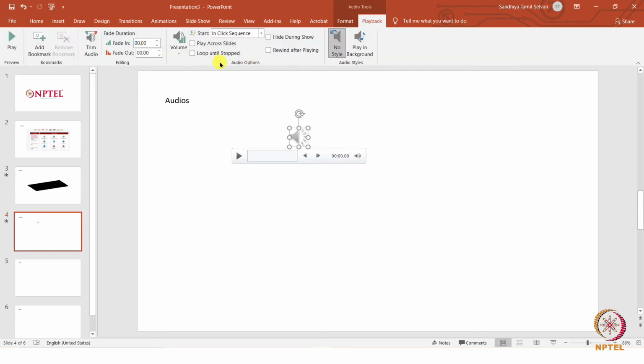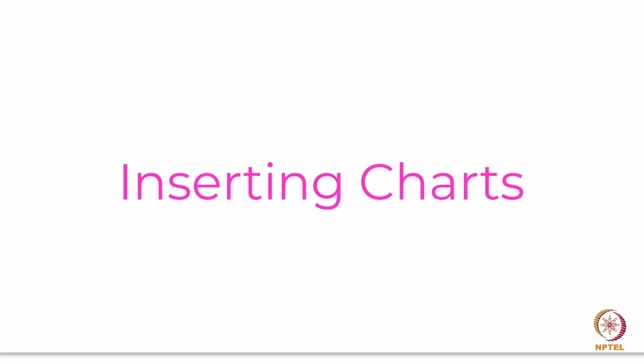For this, go to the Audio Options group. Here you can change it to automatically. This is how we can add files to your presentation. Now let's move on to adding charts.